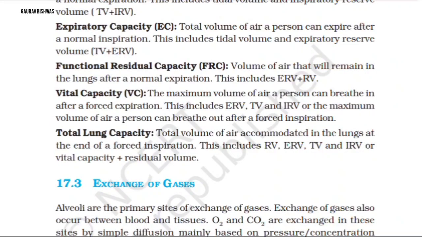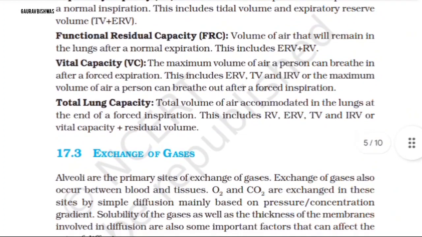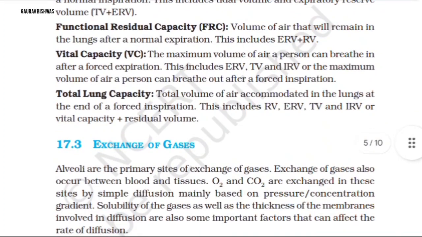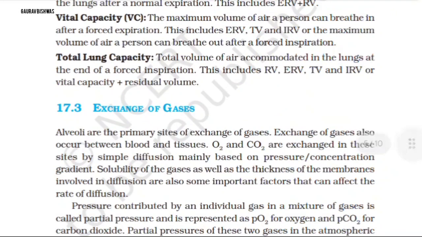Functional residual capacity, FRC, is the volume of air that will remain in the lungs after normal expiration. This includes ERV and RV. Vital capacity, VC, is the maximum volume of air a person can breathe in after a forceful expiration. This includes ERV, TV, and IRV, or the maximum volume of air a person can breathe out after a forced inspiration. Total lung capacity is the total volume of air accommodated in the lungs at the end of a forced inspiration. This includes RV, ERV, TV, and IRV, or vital capacity plus residual volume.